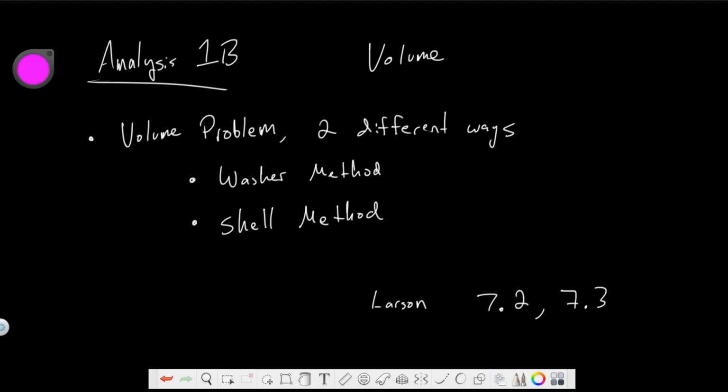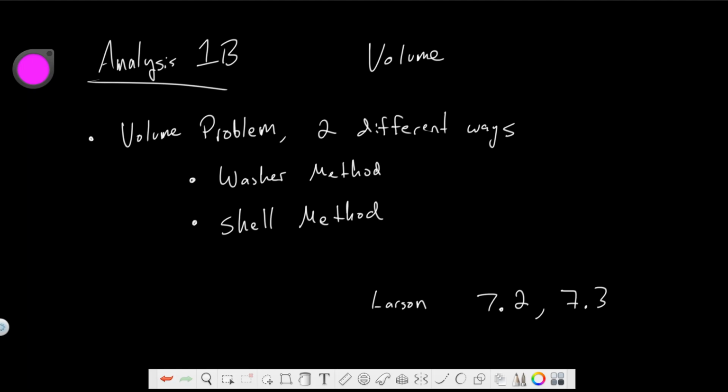All right, and here we are back at the first page. Just wanted to remind you guys what we did. We looked at volume problems, and we did them in 2 different ways. We used the washer or the disk method, and we also did the shell method. And in the problem that I gave you, the shell method was better, but let me remind you that sometimes the washer method will be better. But sometimes the shell method's better. So you just have to kind of know which one is better, and that comes with practice.